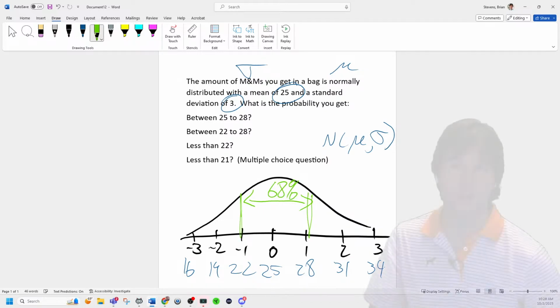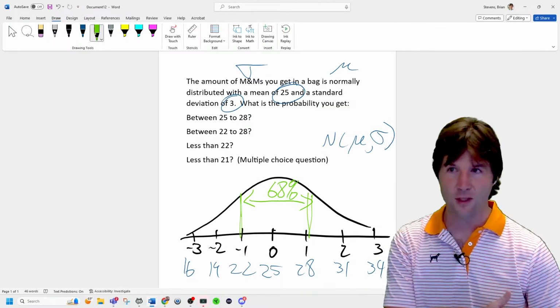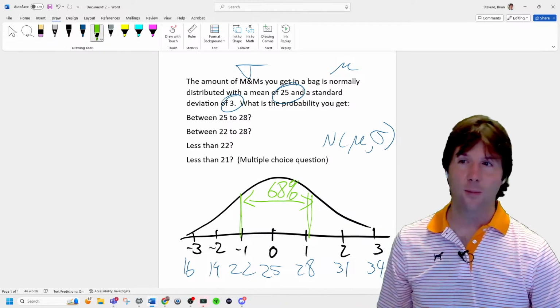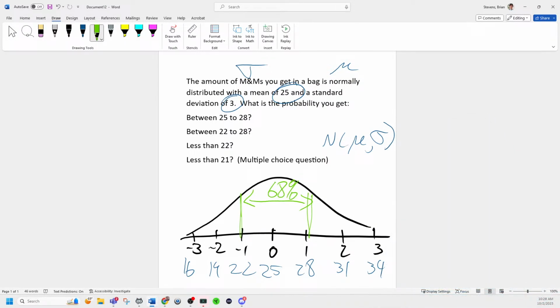If we say use those numbers to solve it, if we say use the 68, 95, 99.7, use those numbers. 68% of people will get between 22 to 28 M&Ms in their bag. That's what that means, which is plus or minus 1 standard deviation.